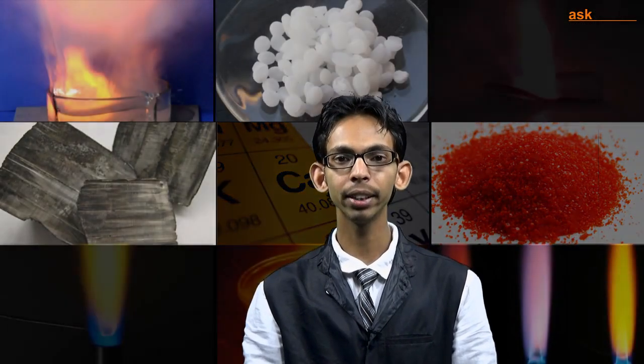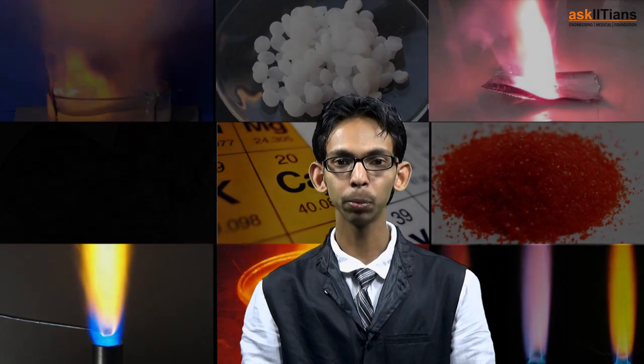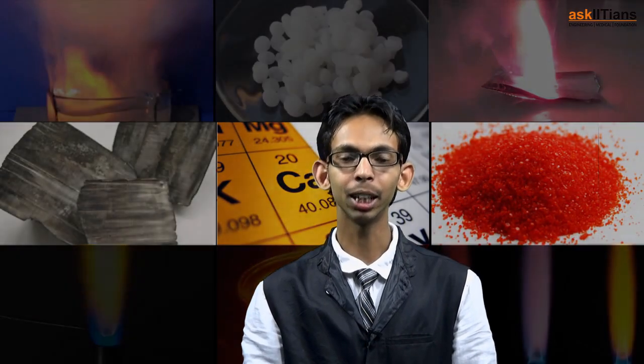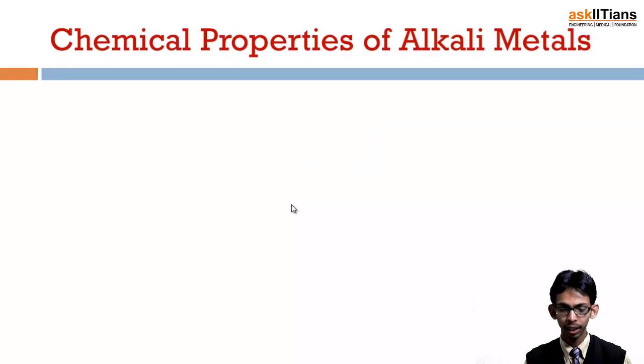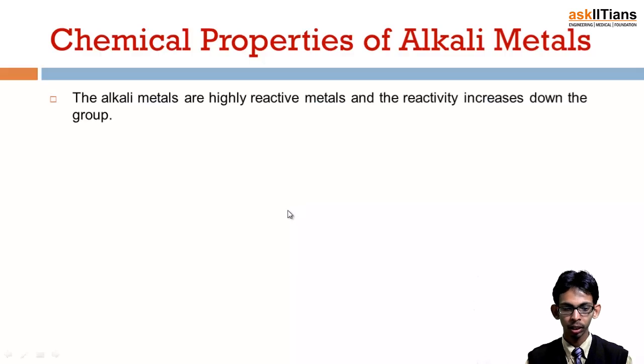Welcome back students. Chemical properties of alkali metals. In this video we are going to study the different reactions shown by alkali metals. That means how they react with oxygen, acids, water, and how they dissolve in liquid ammonia. We'll study all these in great detail in this video. Let's start. Chemical properties of alkali metals.